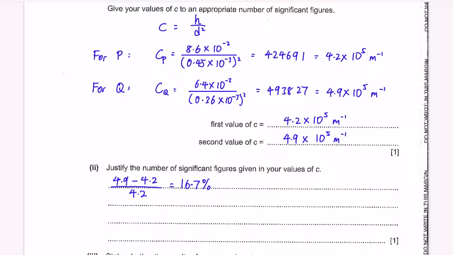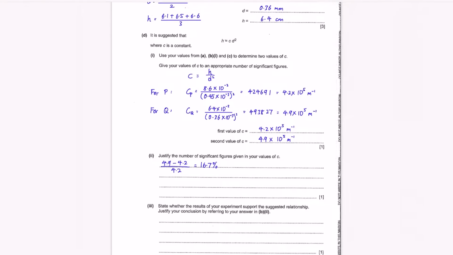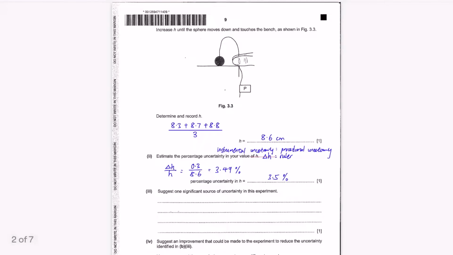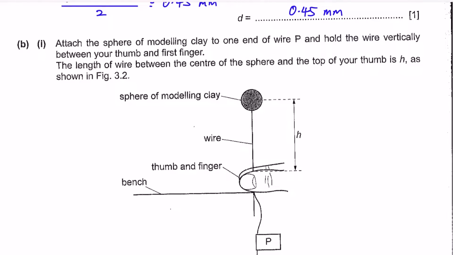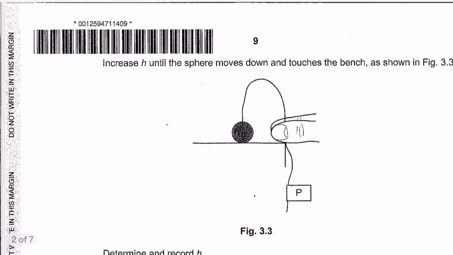Now, for such questions, there's always an earlier part where you're asked to estimate some percentage uncertainties. Let's look for it in this question, yeah? So let's move to the earlier parts. See here, in this part, you're asked to estimate the percentage uncertainty in your value of H. What is H? In this experiment, you're supposed to keep lengthening H until the ball droops down, yeah? Until the ball droops down like that.